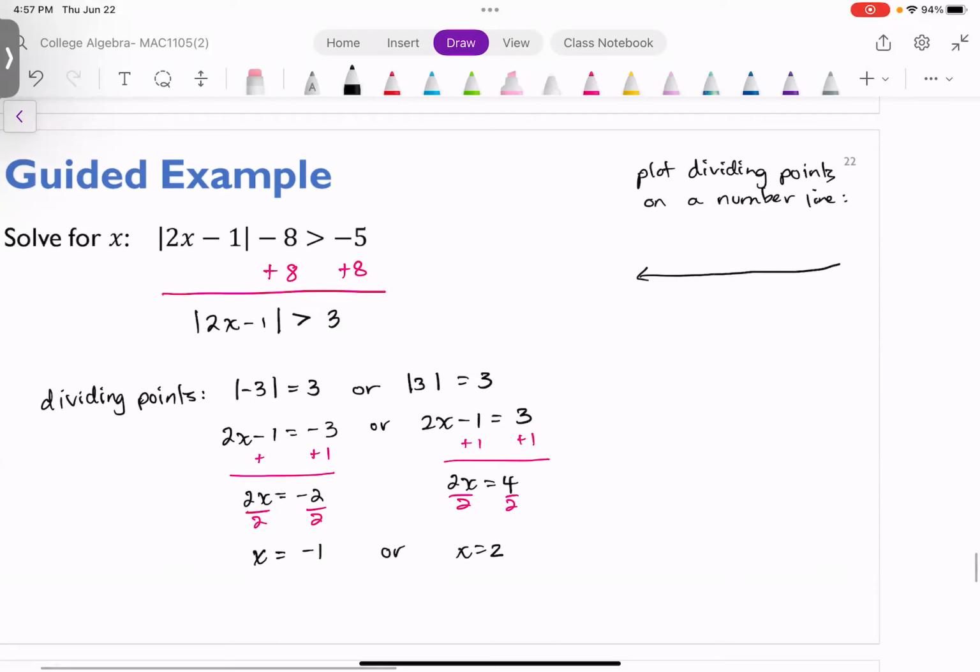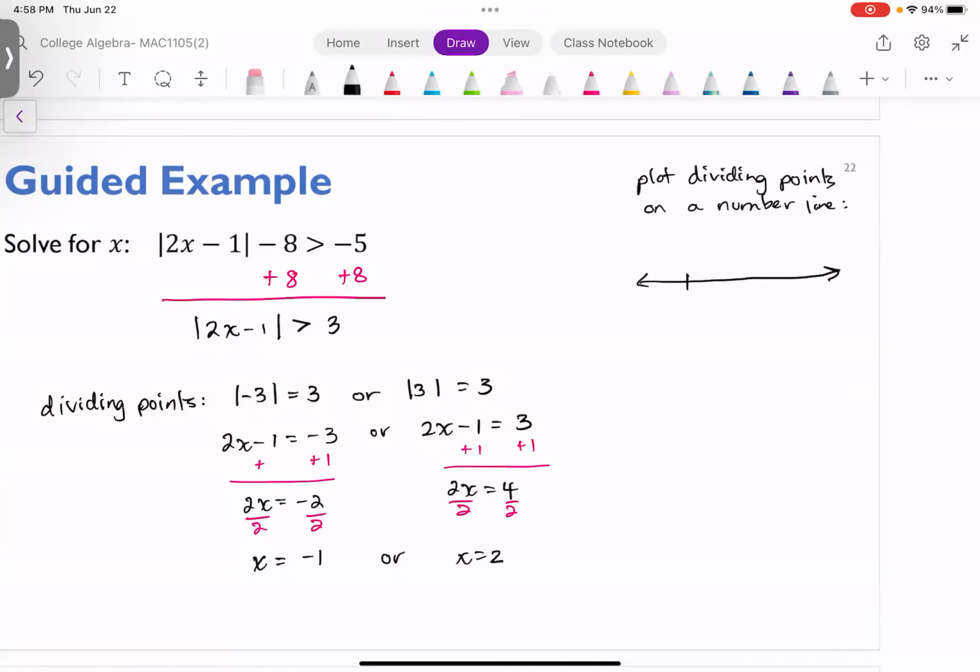You never have to label these with all of the numbers in between them. We're just going to put our two dividing points, but you do need to make sure that the smaller one is on the left and the larger one is on the right.